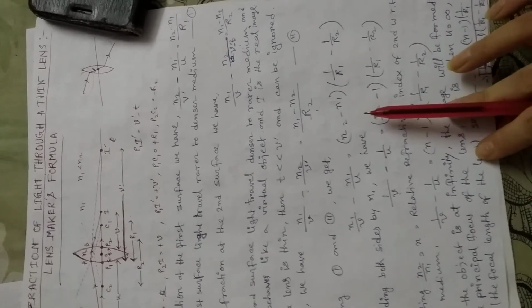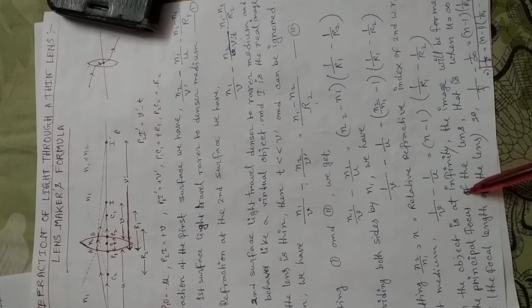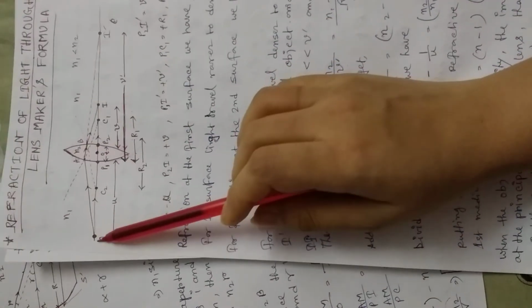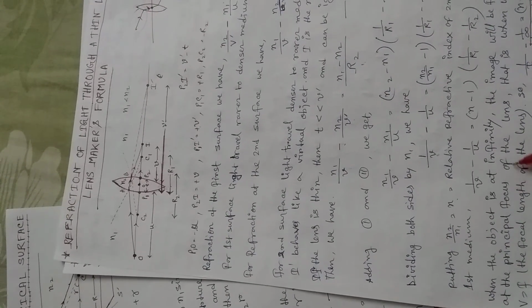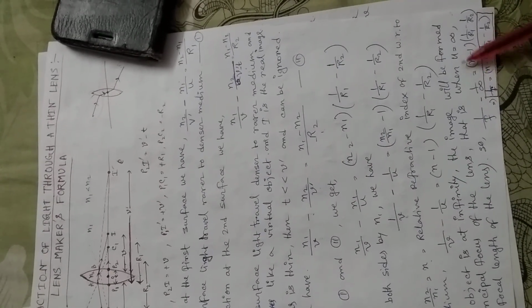Okay, so 1 by V minus 1 by U equals N minus 1 into 1 by R1 minus 1 by R2. When the object is at infinity, we know that the image is formed at the focus of the lens. So when U equals infinity, then V should be F, the focal length of the lens.